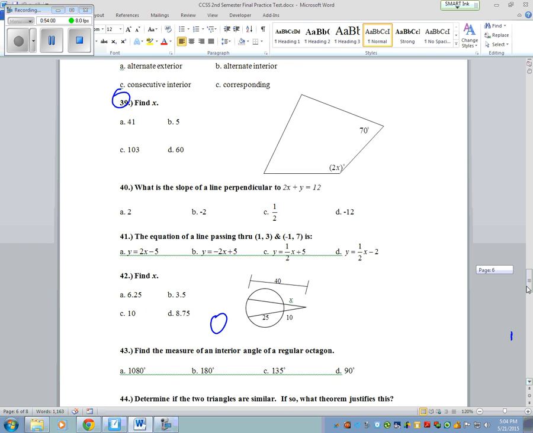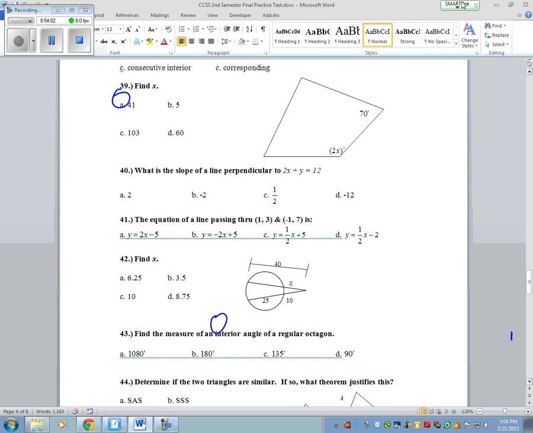All right, 39. Here, let's erase that. So 39, it says find x. Well, let's see. 72x.